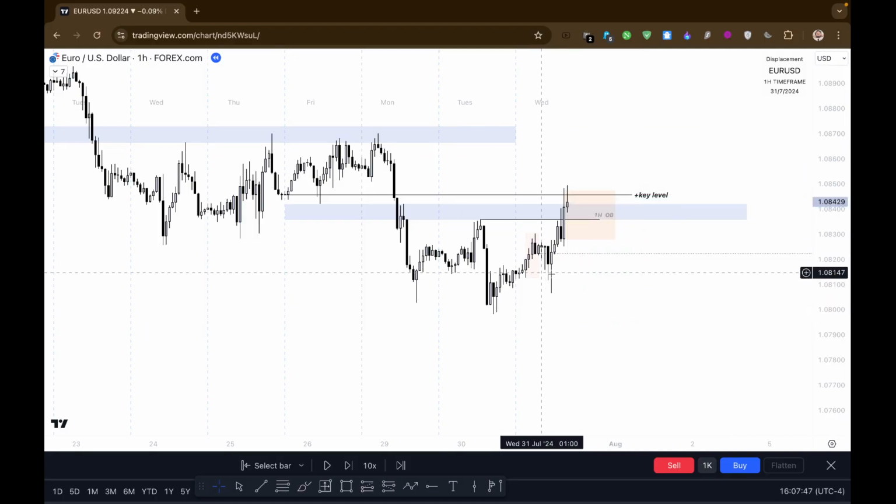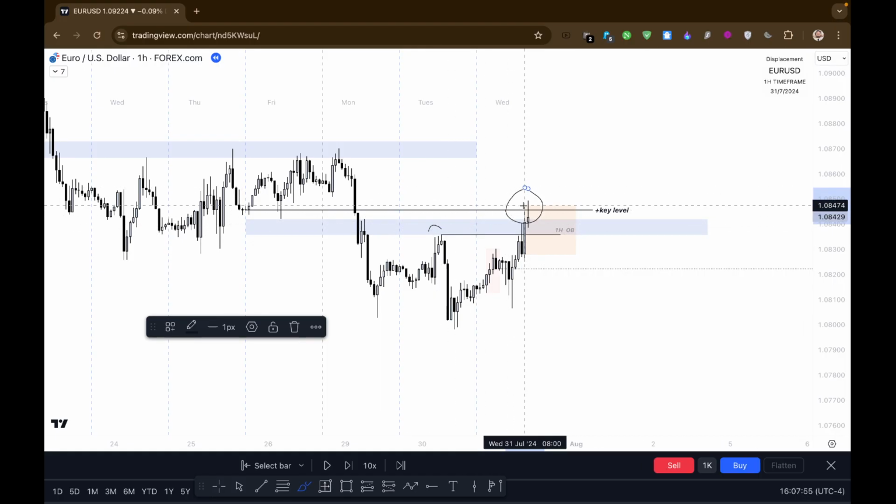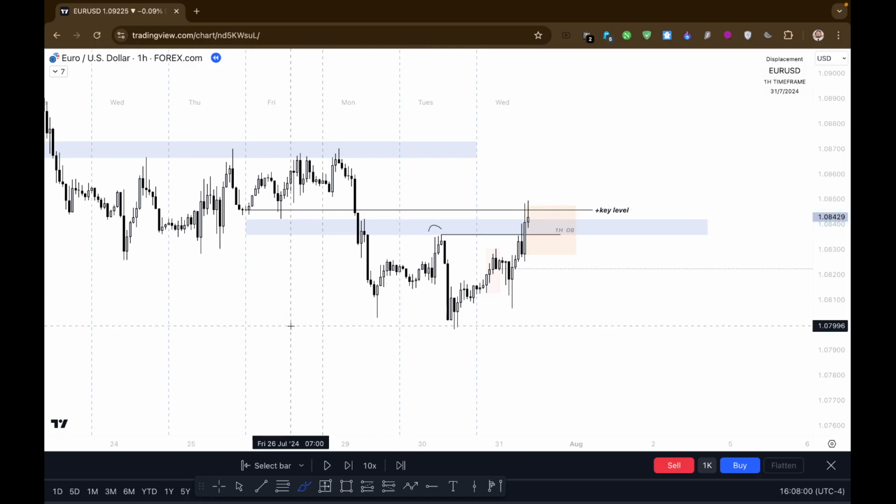Now this is how you do. Look, we have the turtle soup here, that's why we are anticipating that this has to be a turtle soup, because the swing high is just below the key level, so it's the best candidate for the turtle souping, right?